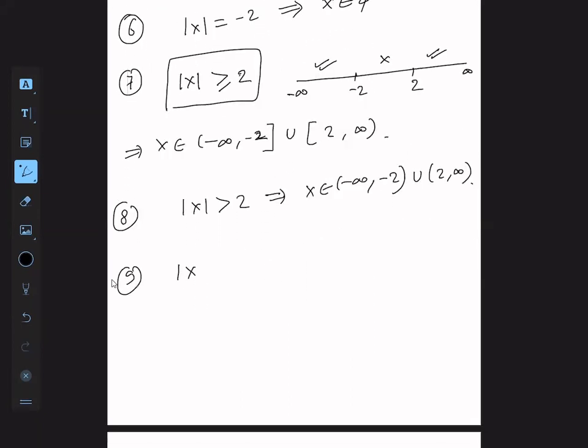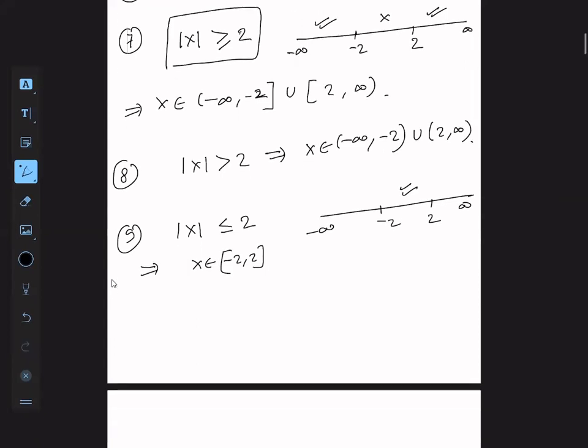Ninth one. What if it is given mod x is less than or equal to 2? This is exactly the opposite of this inequality. If you put different values of x in different intervals, you will conclude that only the interval minus 2 to 2 satisfies this. So x will be in the closed interval minus 2 to 2. If mod x is less than 2, then x belongs to the open interval minus 2 to 2.